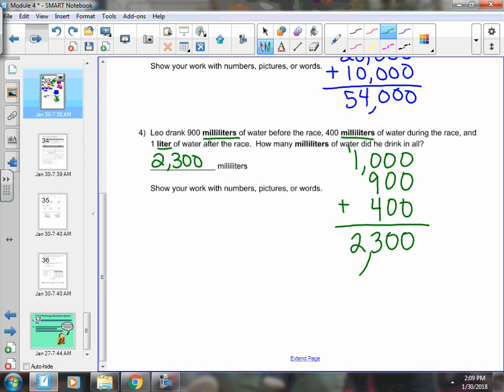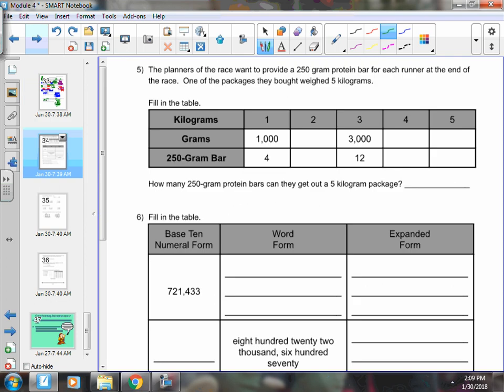Okay, moving on to page 2. The planners of the race want to provide a 250-gram protein bar for each runner at the end of the race. One of the packages they bought weighed 5 kilograms. The first thing to think is 1 kilogram is 1,000 grams. 2 kilograms is 2,000 grams. 3 is 3,000. 4 is 4,000. 5 is 5,000. This question is asking, how many groups of 250 can you make?